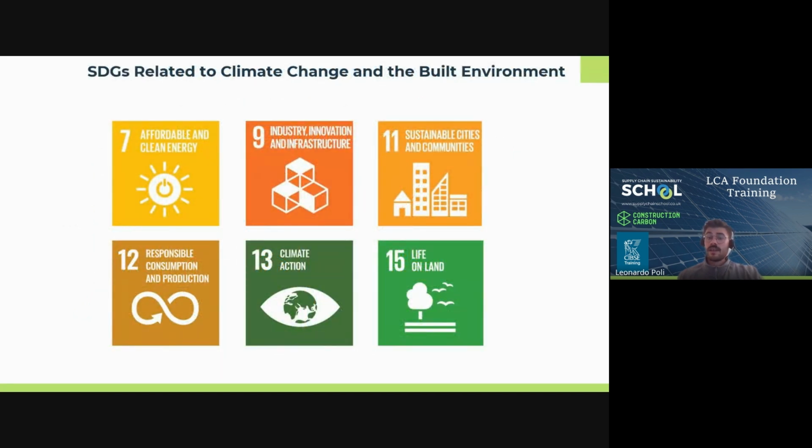Here is a bit of a list on all the Sustainable Development Goals, or SDGs, that link directly to climate change or carbon emissions.